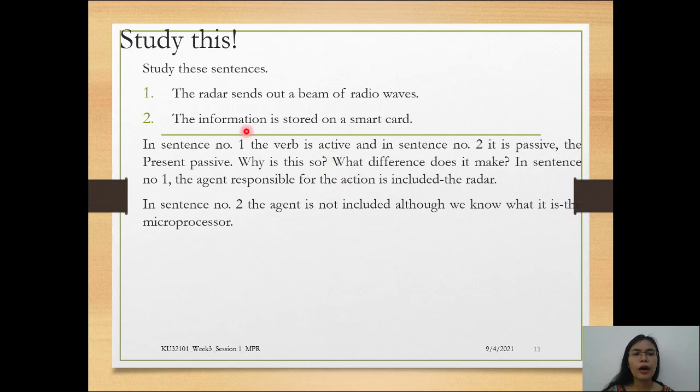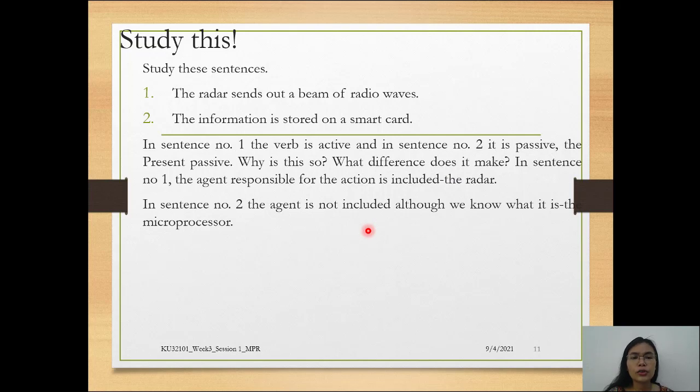In sentence number 1, if you can see, the radar sends out a beam of radio waves, and then the information is stored on a smart card. So in sentence 1 the verb is active, and in sentence 2 it is passive. So why is it so? What difference does it make?